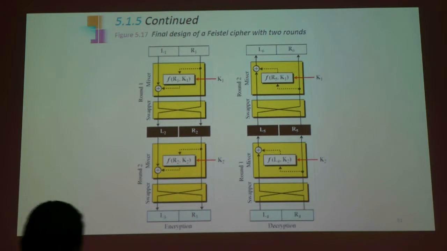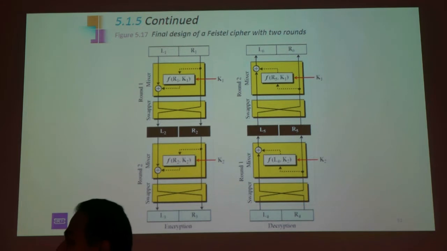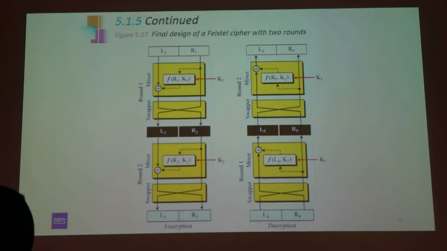So what happens in here? We divide the plain text into left and right, and that's the answer to the question. What do we do next? The right will go here and the left will go in here, and now what was right becomes left, and it will be mixed with the function. That's how it's designed. So you have the mixer, the switch, the swapper, and you have L2, L3. You're going to go to round 2.